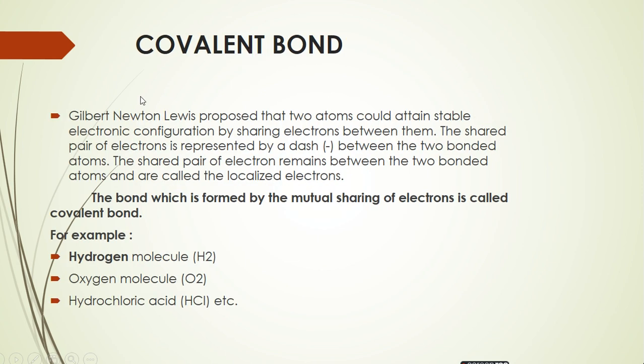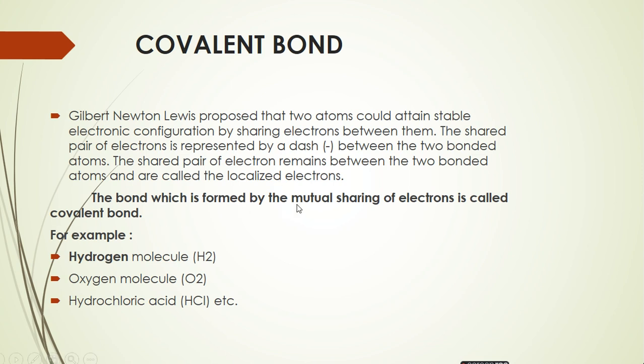What is covalent bond? Gilbert Newton Lewis proposed that two atoms could attain stable electronic configuration by sharing electrons between them. The shared pair of electrons is represented by a dash line, means a line between the two bonded atoms. The shared pair of electrons remains between the two bonded atoms and is called the localized electrons. Means that electrons will be localized between the two atoms.